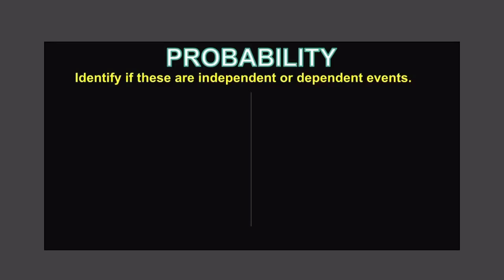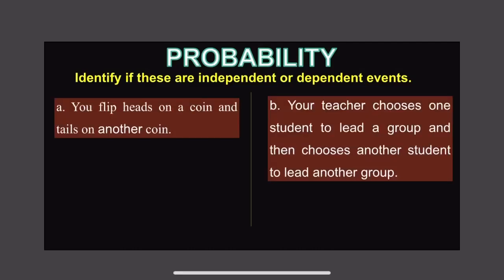Let's see if you can identify whether these events are independent or dependent. A. Flip heads on a coin and tails on another coin. B. Your teacher chooses one student to lead a group and then chooses another student to lead another group.